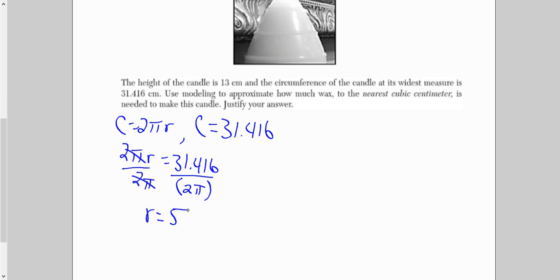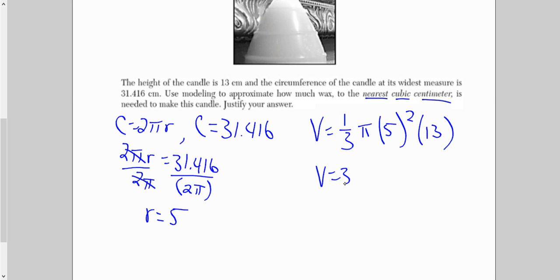So now we can go through the formula we need to find the volume, right? Oh, what was the height? 13, thank you. So what's our volume? To the nearest cubic centimeter. 340. Yeah, point nothing, right? No decimals, okay? Because that's what they said. So volume equals 340 cubic centimeters. All right, everybody okay with that?